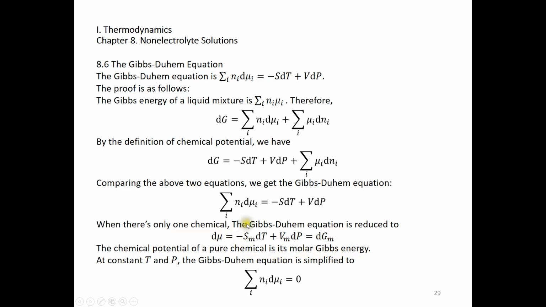We can also reduce this Gibbs-Duhem equation when temperature and pressure are constant. When both are constant, dT is 0 and dP is 0, therefore the sum of Ni d mu i is 0. So we have the Gibbs-Duhem equation under constant T and P: the sum of Ni d mu i is 0.